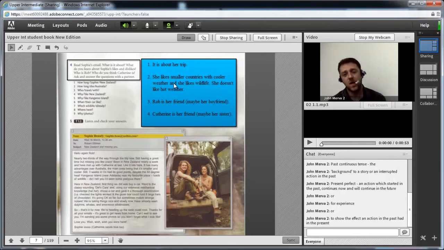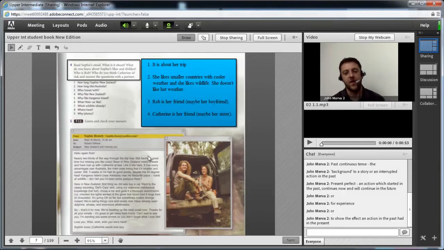Who is Rob? Well, we don't know exactly who Rob is. He's obviously a friend of hers. He's possibly her boyfriend. She says that she's missing him like crazy, but we really don't know. He's definitely a friend. Catherine also is her friend, somebody she's travelling with. It's possible, of course, that Catherine is her sister. We don't really know. In fact, if we look more closely at the letter, Robert is almost certainly her boyfriend, as Sophie says, "love you," at the bottom of the email. So Rob is probably her boyfriend, Catherine probably just her friend.